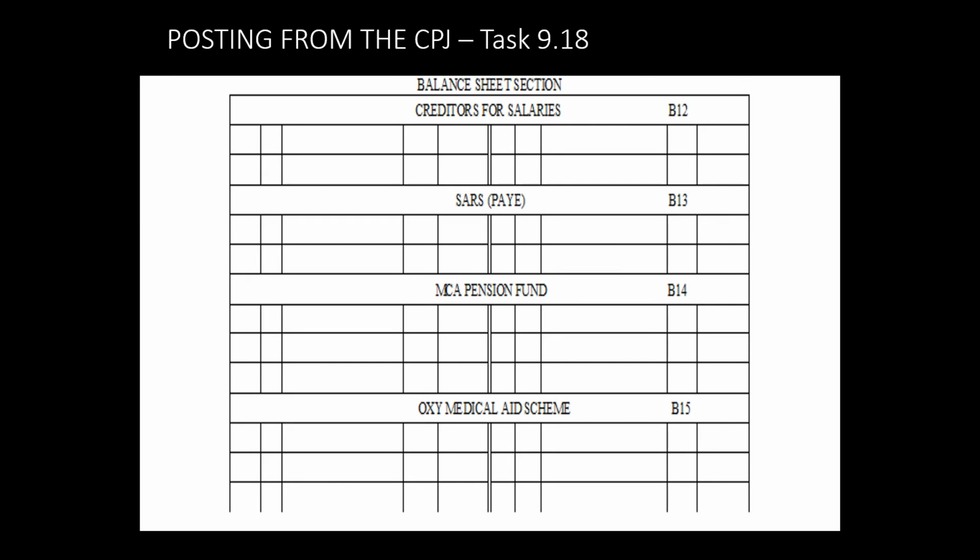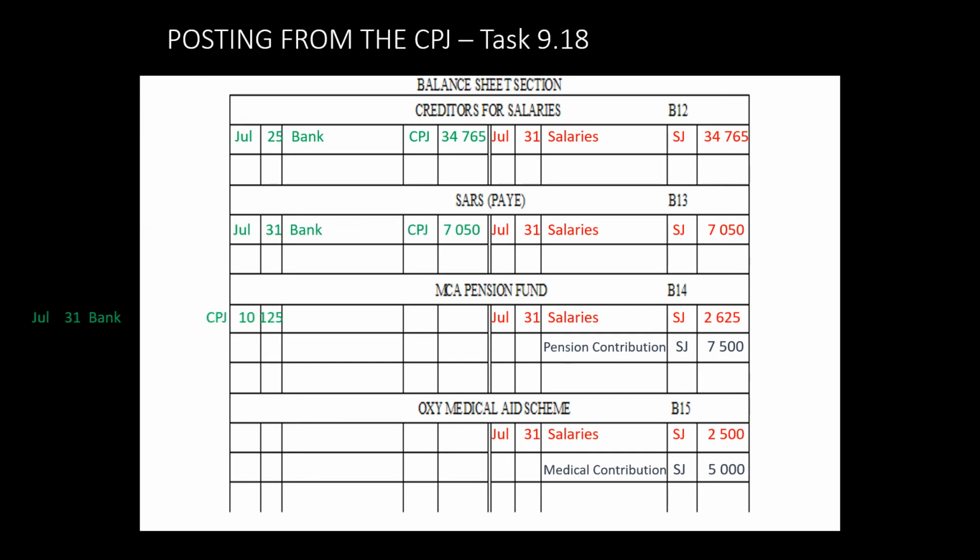Let's look at posting to the ledger. There we have our creditors for salaries. When we're posting, we are owing those amounts. These are liabilities in the balance sheet account section. We are now going to pay them. So creditors for salaries is going to be debited and our contra account is going to be bank. Same with SARS, Bigger Pension Fund and Oxy Medical Aid Scheme.